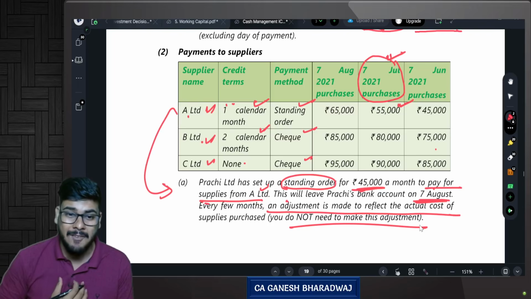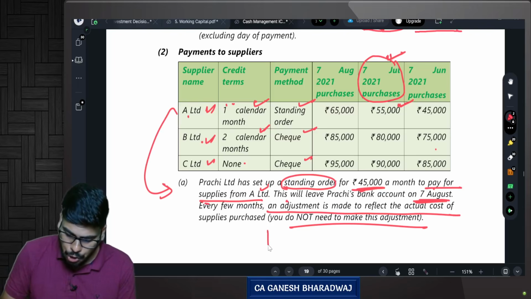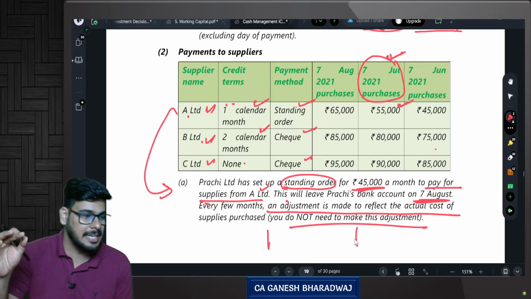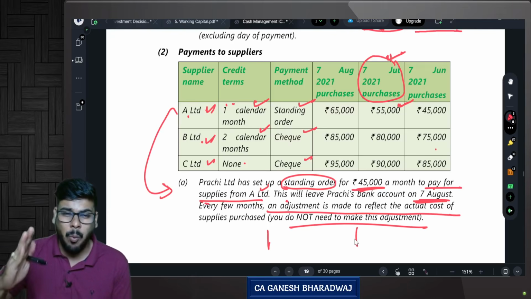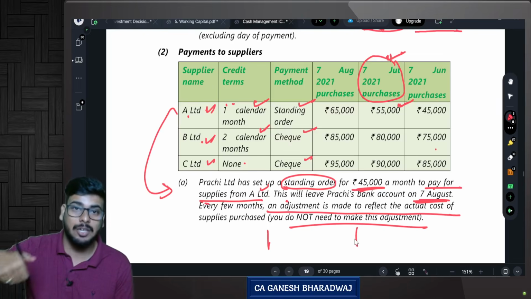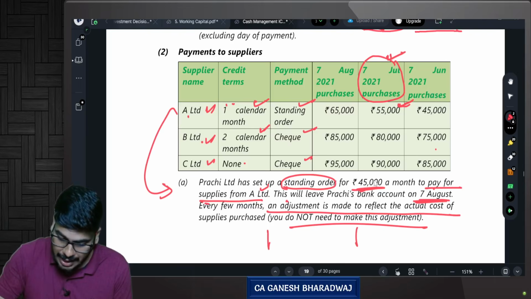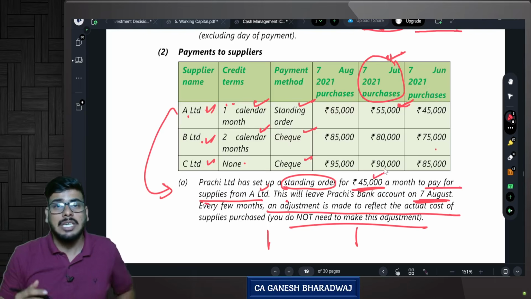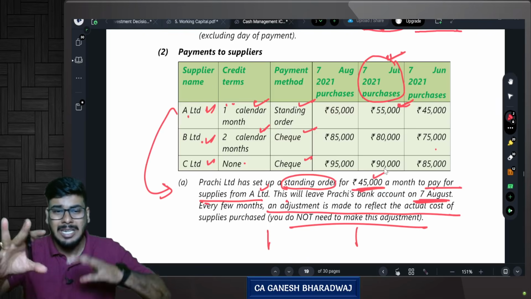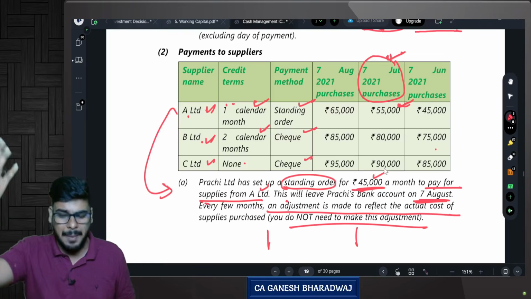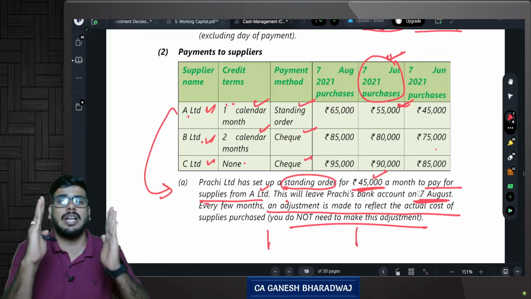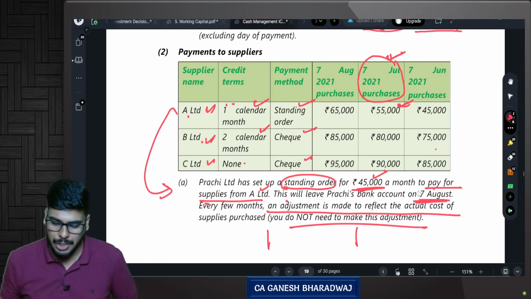So technically, from a cash flow perspective, during the time that I'm mentioning, 7th, 8th, 9th, 10th, 11th, during these 5 days, what is the amount of payment that goes from Prachi Limited to A Limited? It is not 55,000. It is 45,000 rupees only. Sir, how is it enough if I pay 45,000? The adjustment, the difference amount, they will pay later. That adjustment does not happen during our budgeted period. Are you clear with this?